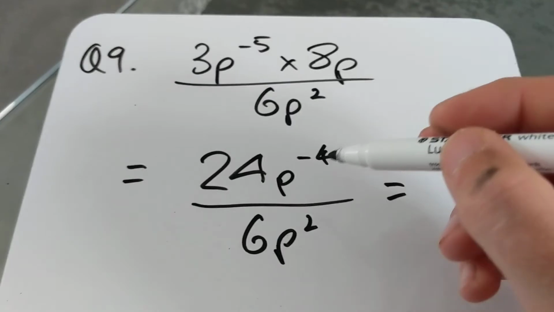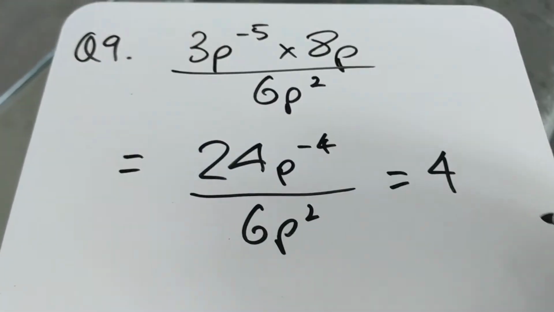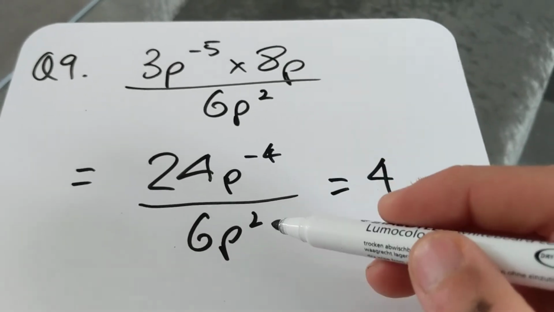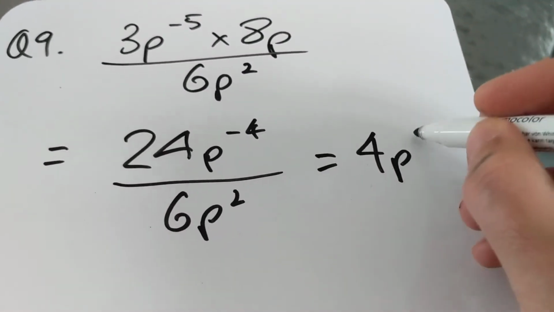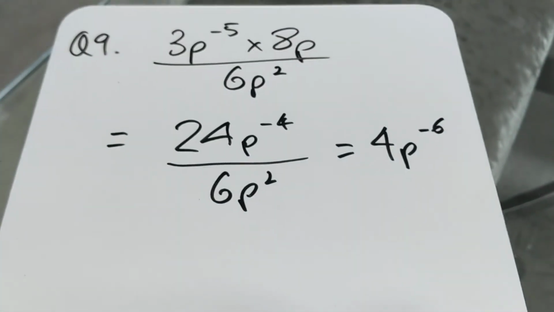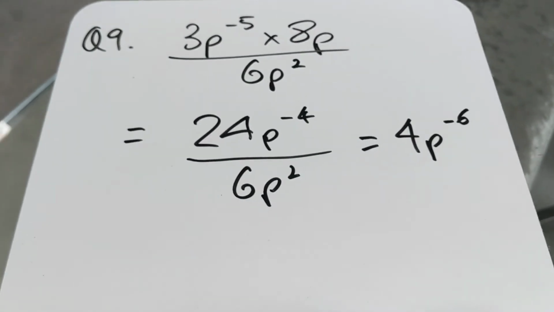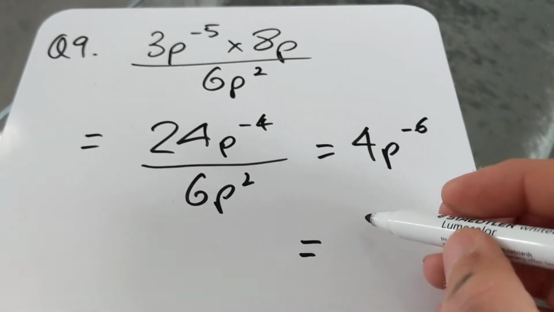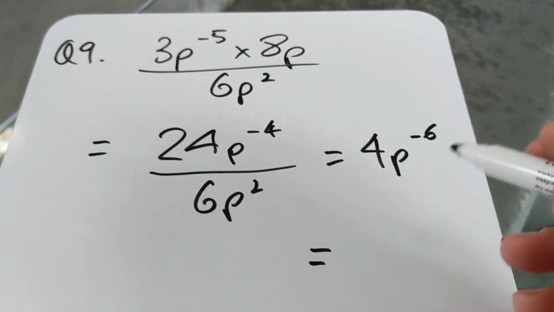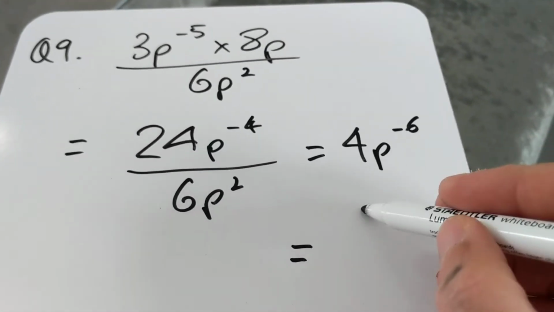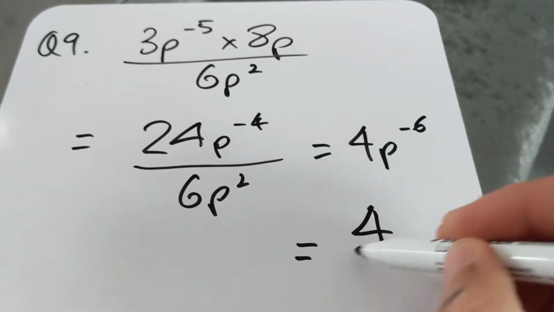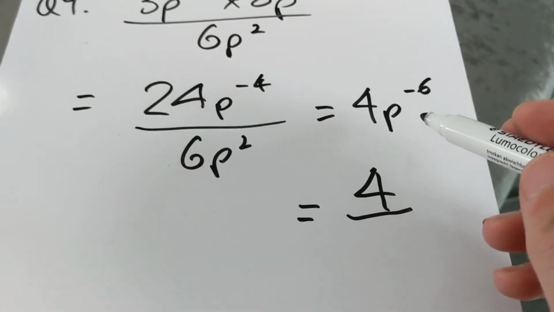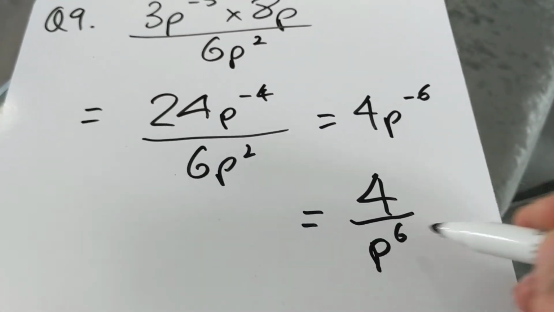Divide the numbers first. 24 divided by 6 is 4. When you divide letters, the powers subtract. So minus 4 take away 2 would be minus 6. Now the question asks you to leave your answer with positive powers. So remember from the previous question, a negative power means it's in the bottom line of a fraction. But that's only the p. The 4 stays on the top because the 4 is not powered to minus 6. It's just the p, and the p goes in the bottom. Power 6.